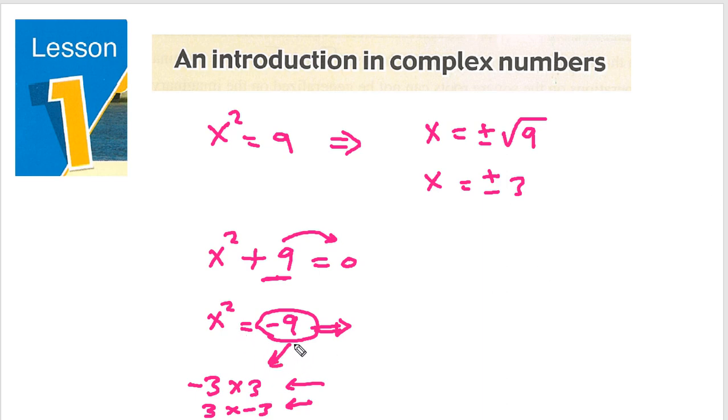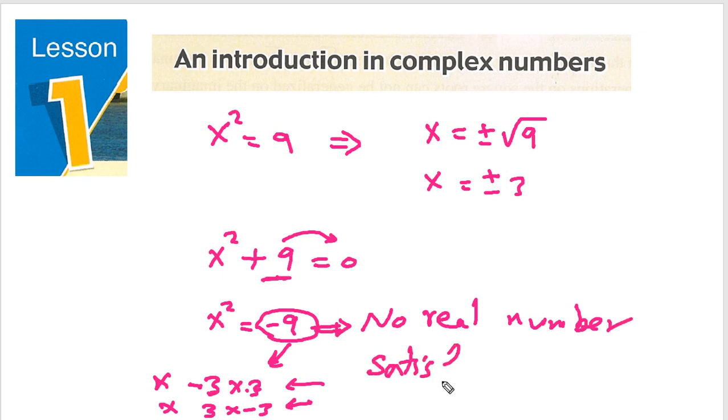There is no real number you will multiply by itself. They are not the same. Then this is wrong and this is wrong. Now there is no real number, no real number, that satisfies this equation. Then how to solve this problem?